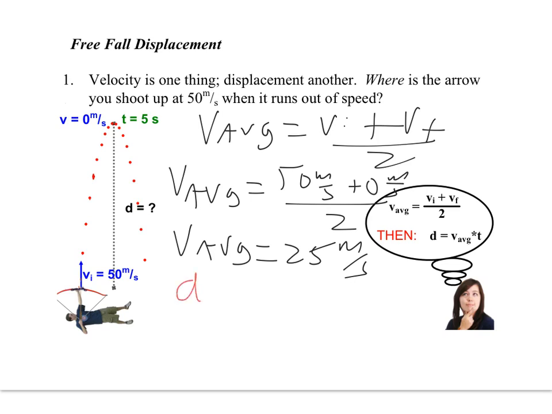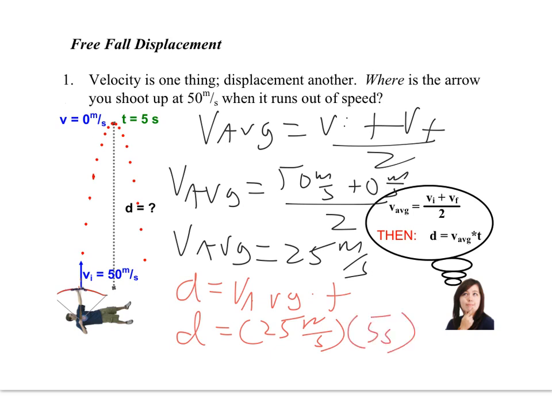So I'm just going to write that out in a different color here. D is equal to average velocity times the time. D is equal to that 25 meters per second. And we had reasoned out before that it's going to take 5 seconds to reach that peak height. So 25 times 5 is 125 meters. At its maximum, the arrow reaches a height of 125 meters above the ground.